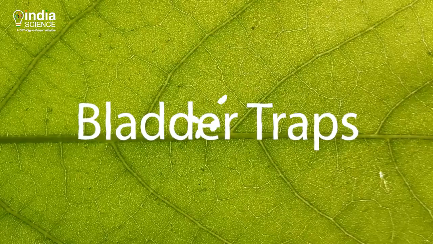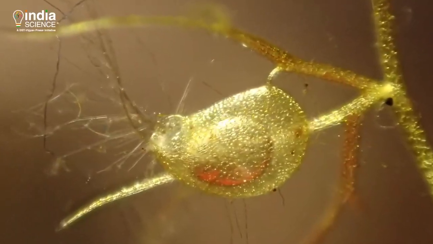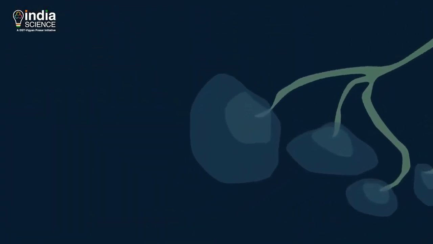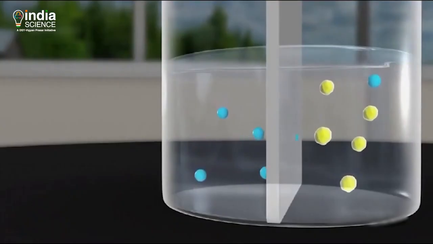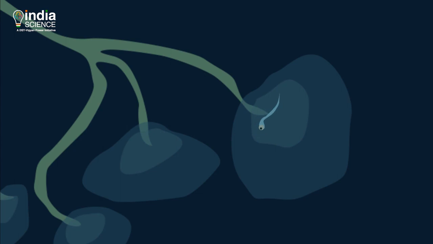Bladder traps. These seem to be the most interesting type of carnivorous plants. They have sacs underwater known as bladders. The bladder creates a vacuum and sucks the insects inside. The vacuum is created by removing water from the bladders using osmosis. Osmosis is a process by which water can move from a less concentrated region to a more concentrated region. This worm is now digested by using various digestive enzymes.